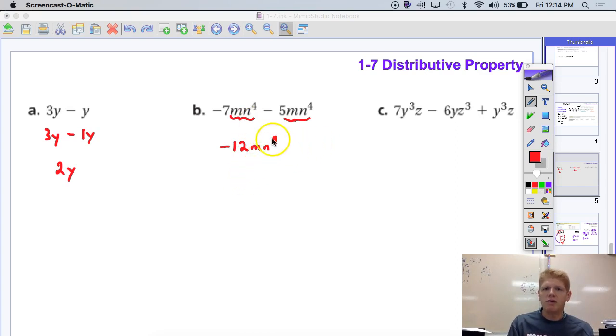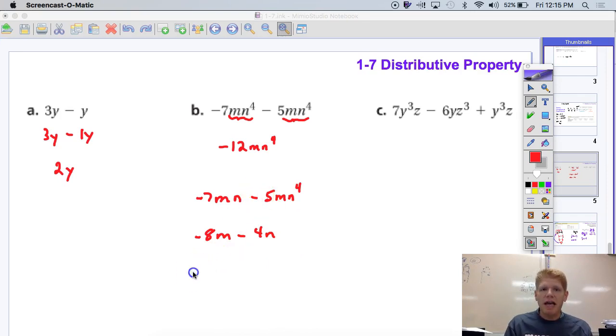Now quickly, to understand, it's important to know that if we had had negative 7 mn minus 5 mn to the fourth, we could not combine those because those terms are not the same. This is mn and this is mn to the fourth. Likewise, if I'd had negative 8m minus 4n, I couldn't combine those either because these terms are not alike.